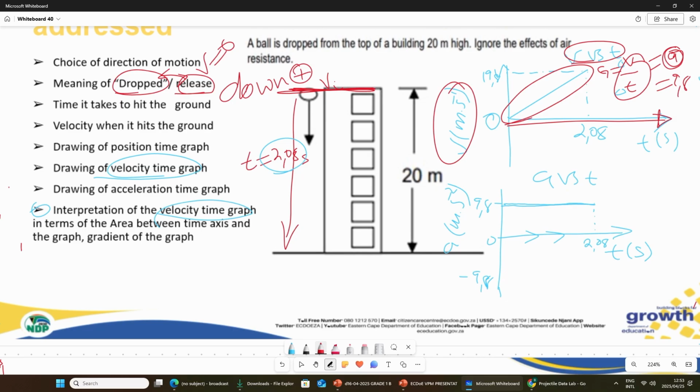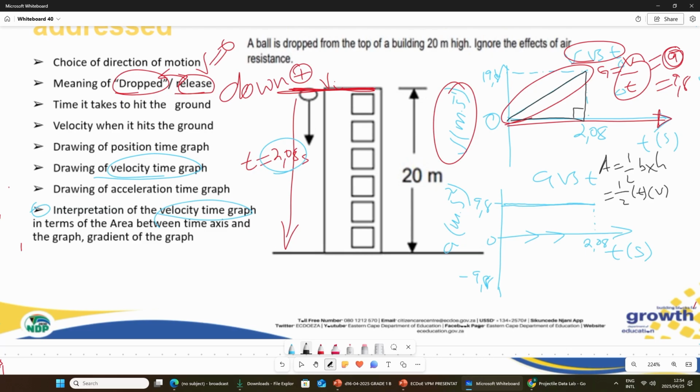Then if we want to move to the area below the graph, the area below the graph gives a nice shape of a right angle triangle. The area of a triangle is given as half base times height. Looking at the base, the base is given as the time, and the height is given as the velocity.